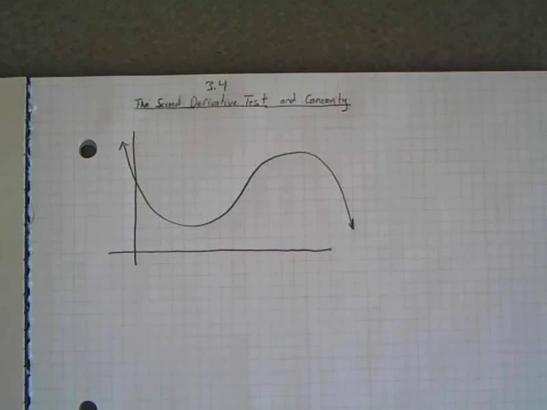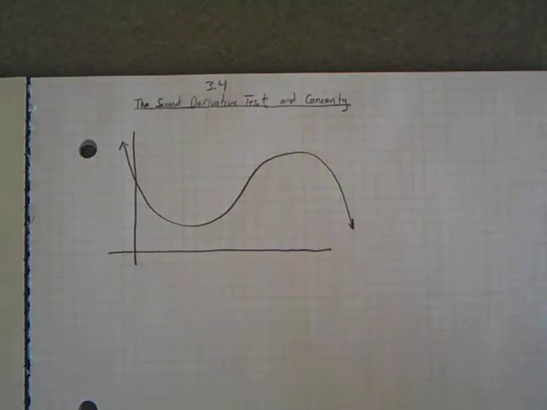So we're going to start off pretty simply here with just the graph of a function. And I want you to ask yourself, is this graph concave up? Is it concave down? Is it both? If it's both, when does it switch from concave up to concave down? And what does that really mean? So think about those questions for a second. Stop if you need to.